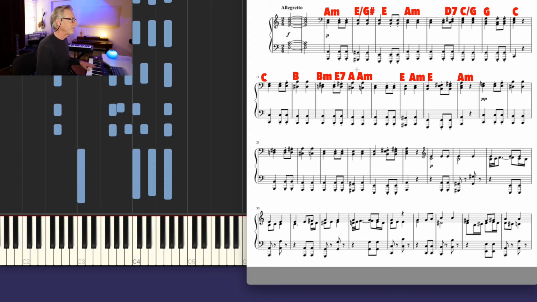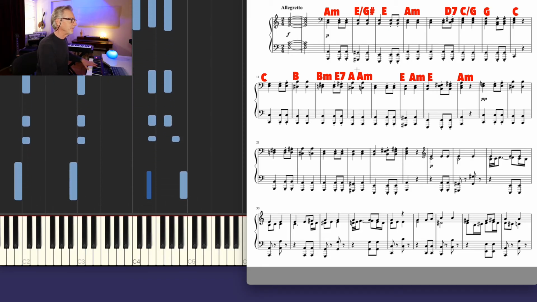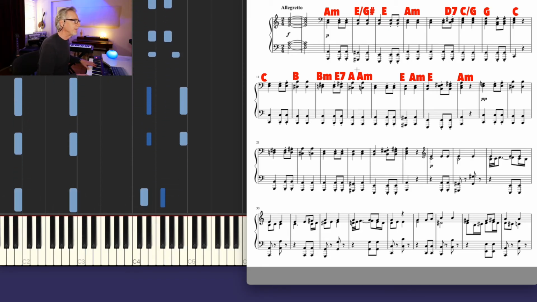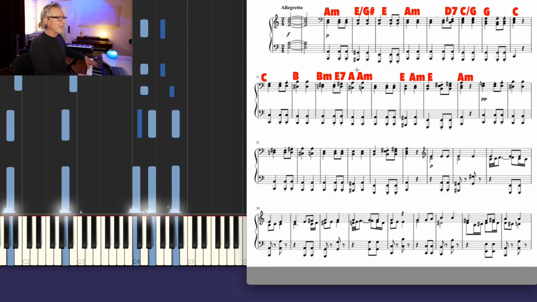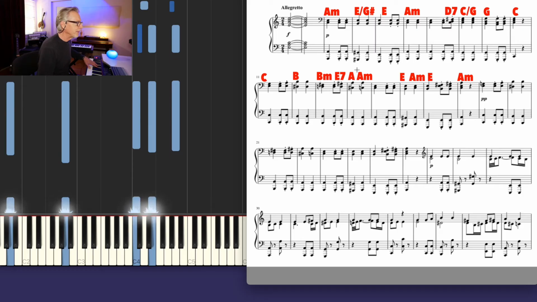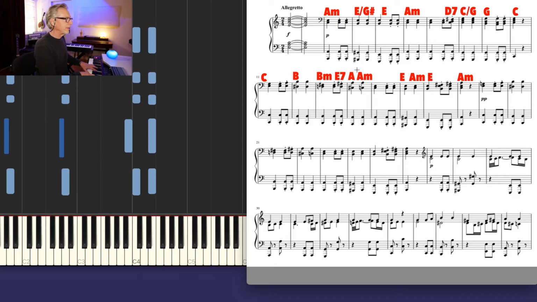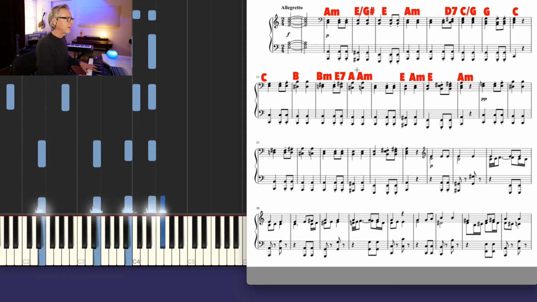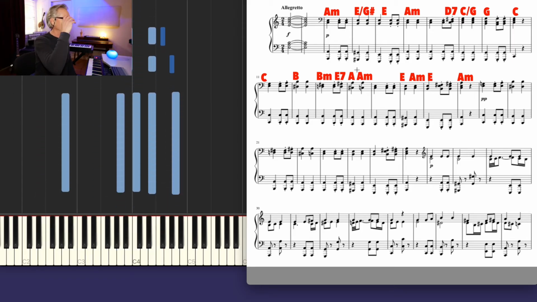Now we're at C. B minor resolves to A major, but it doesn't stay there. It goes to A minor. God. I don't think I've succeeded in getting it out of my ear, and I hope I never do.